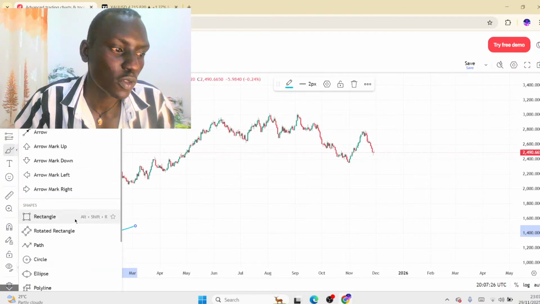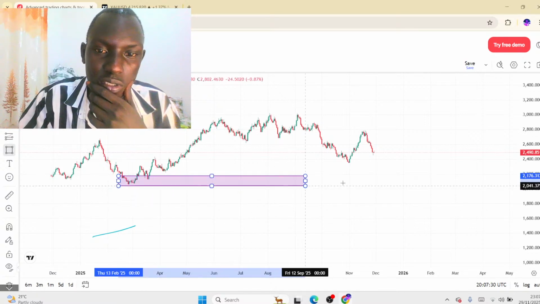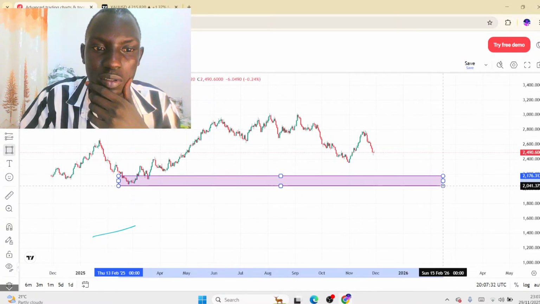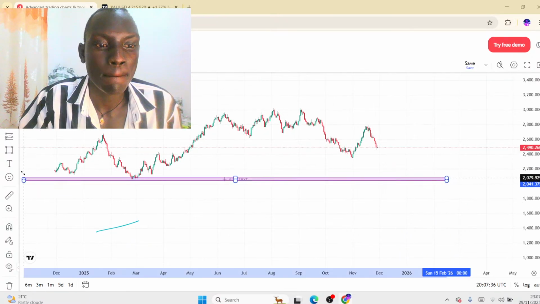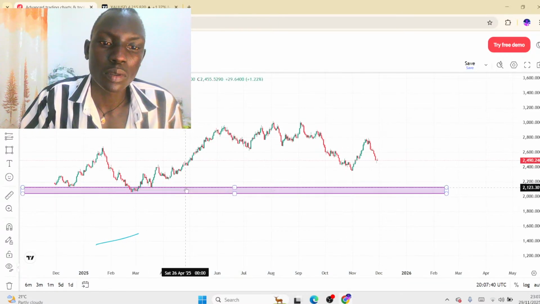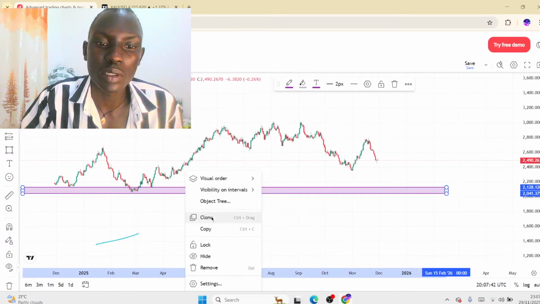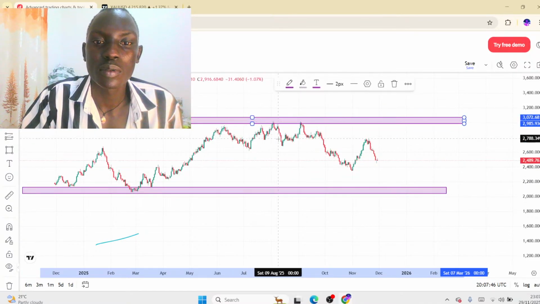So we are looking for the rectangle here. Our zones now, this is the first zone that we have seen. You copy it and just bring it up here.